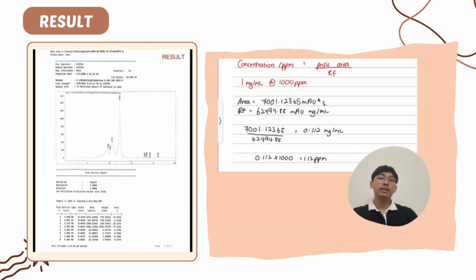For the second graph, we have caffeine in Coke. We have to find the concentration in ppm. The equation is peak area over RF. The area here, you have to find in the graph below, the highest peak. So we put it in the equation: 7001.12365 over 62494.88. We get 0.112 mg/ml. But we have to convert it to ppm. We multiply 0.112 by 1000, so we get 112 ppm.